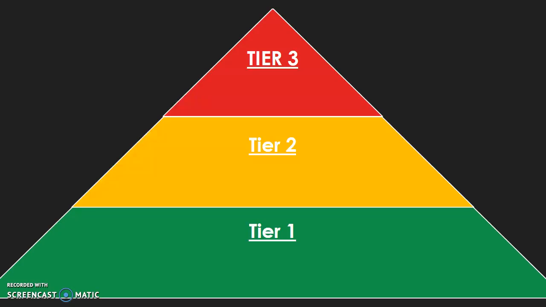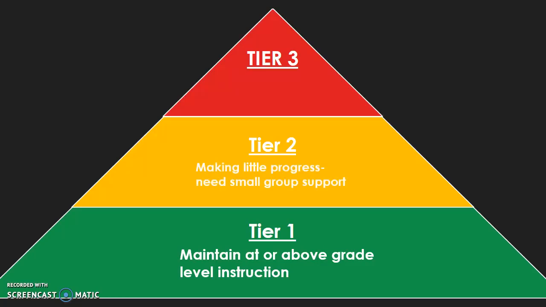So for response to intervention, there are 3 different tiers. There is tier 1, and these are our students that maintain at or above grade level instruction. So this is your whole classroom instruction that you're providing at a tier 1 level. Tier 2 are the students that are struggling or making little progress and they need additional support. Tier 3 are the students that are most severe and need the most amount of support, and when we support them, that looks like one-on-one intervention, as opposed to tier 2, which might be small group.